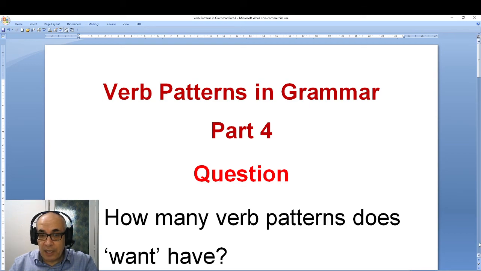And again I repeat, the verb is the most important word in any sentence we listen to, any sentence we speak, any sentence we read, any sentence we write. The most important word is the verb.